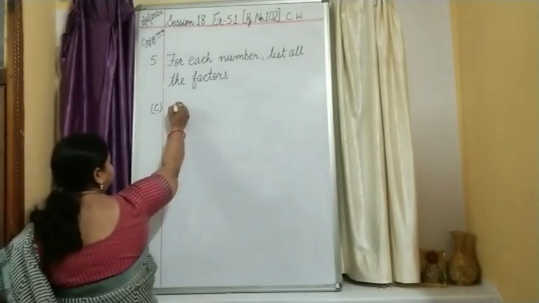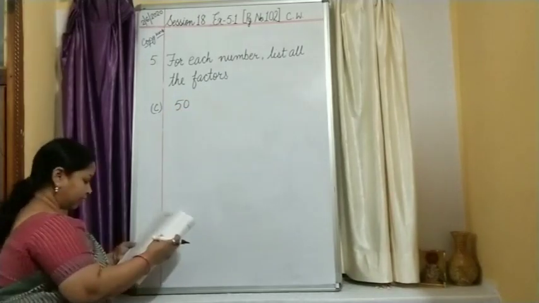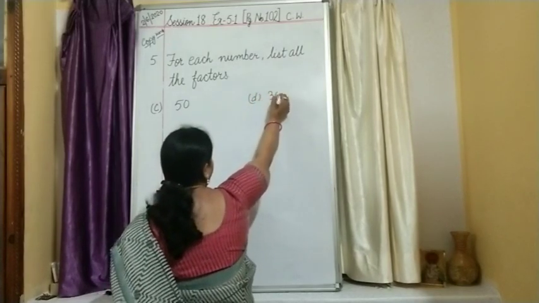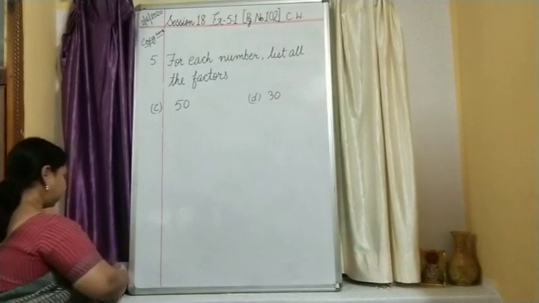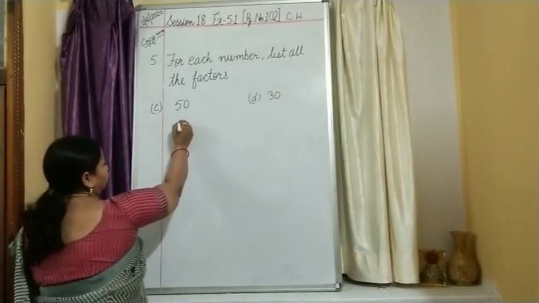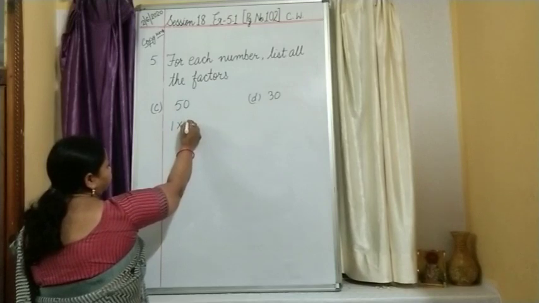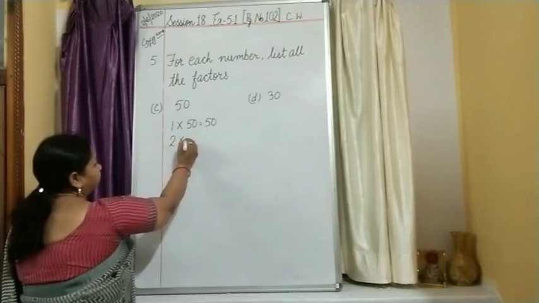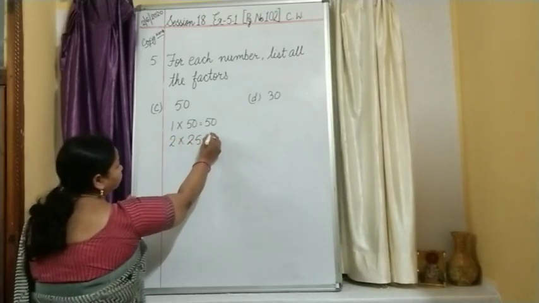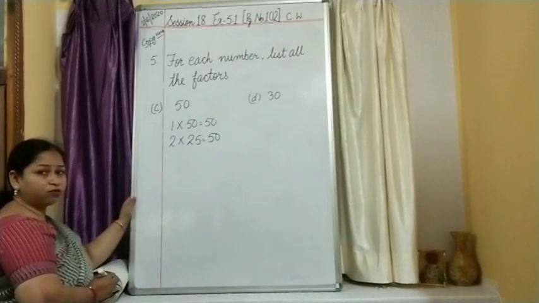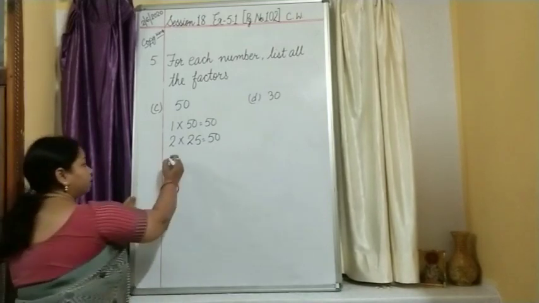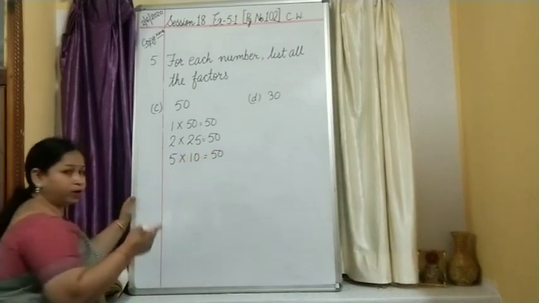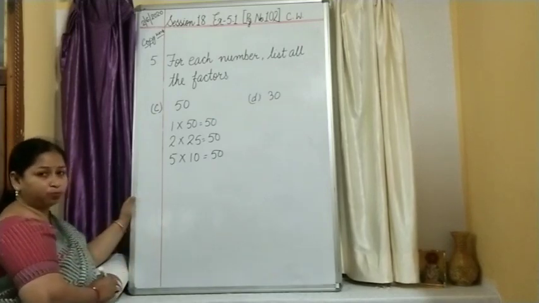Okay. Question number C is 50. I will take two questions together. Okay. And question number D is 30. Let us find out the factor pairs first and then we will be listing them out. So 1 multiplied by 50, we start with that, 50. Then 2 multiplied by 25, what will you get? 50. In the table of 3, do you have it? No. 4, no. 5. So what I am doing is just checking the table where I will get 50 as a product.